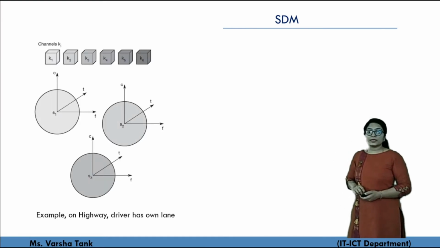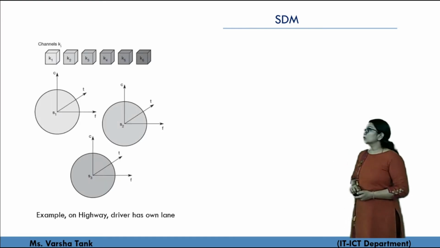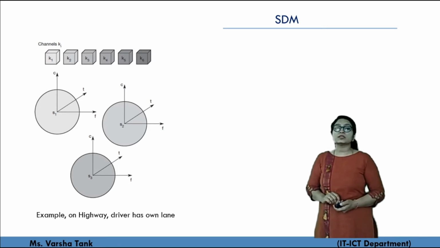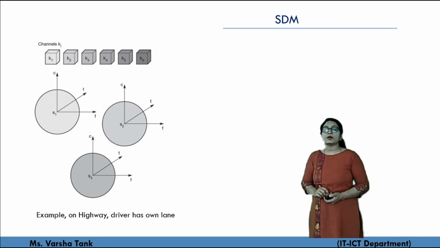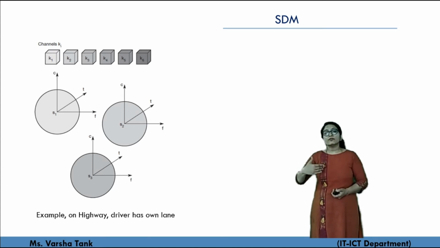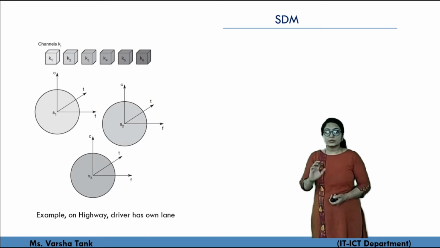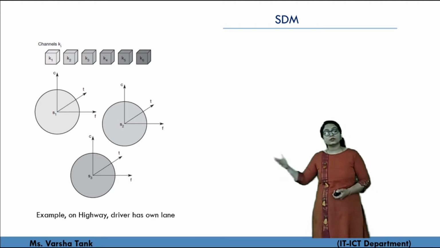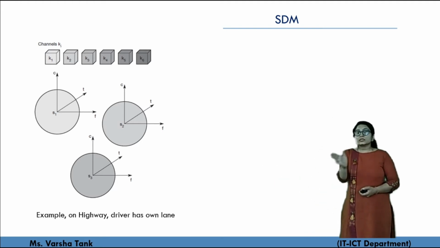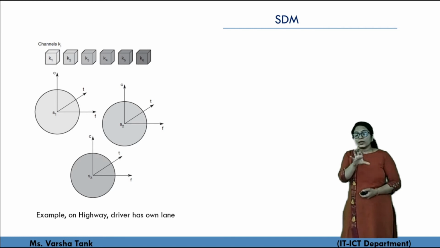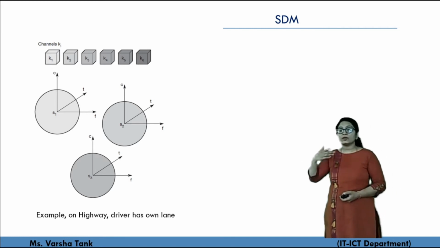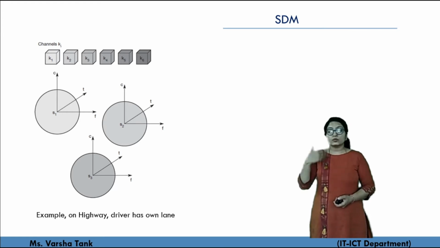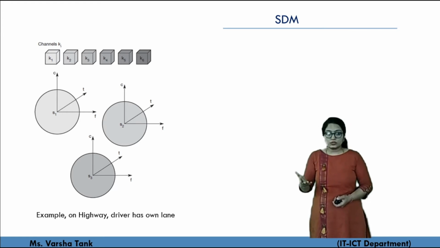First is space division multiplexing. Here again, take a real life example of how we can define it. Take the example of a highway lane. In a highway there are different lanes. One lane is just for cars, one lane is for heavy vehicles and one lane is for two wheelers. So we are dividing the entire highway into different spaces for the different types of vehicle, so we can consider it a space division multiplexing.